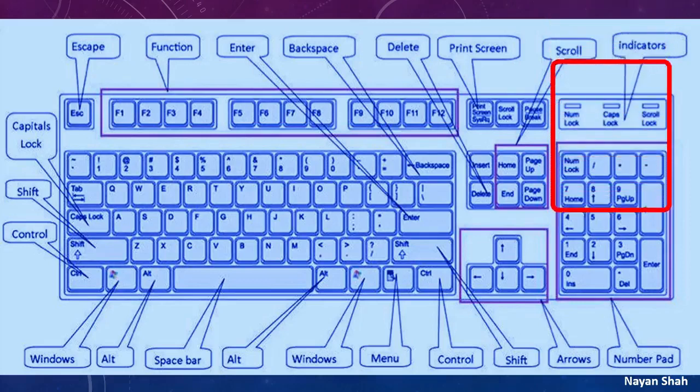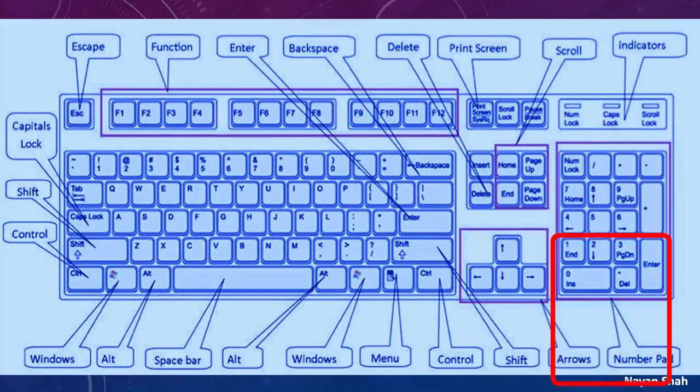which we can type numbers easily. If number lock is on, all these keys will work as numbers, and if number lock is off, then they will work as arrow keys and home and end and page up and page down keys and like that. So this is the keyboard. I am sure you would be knowing all this. Let us move to next.